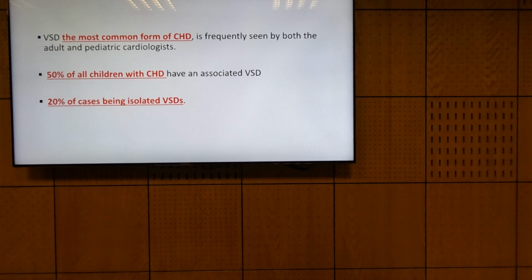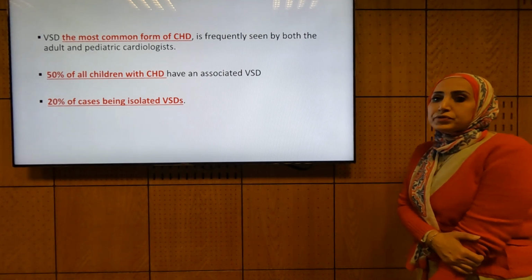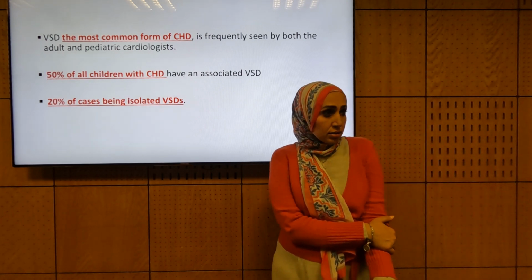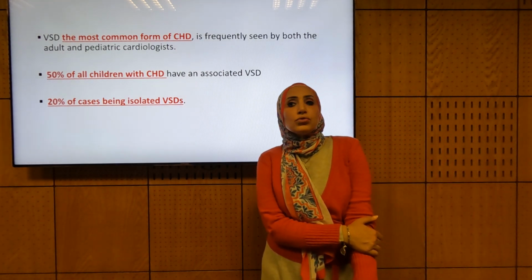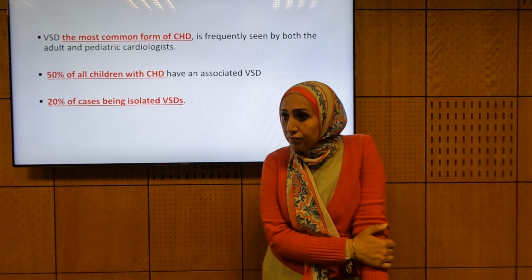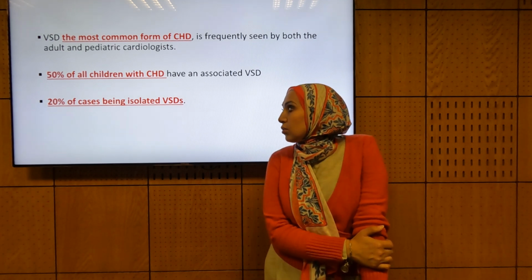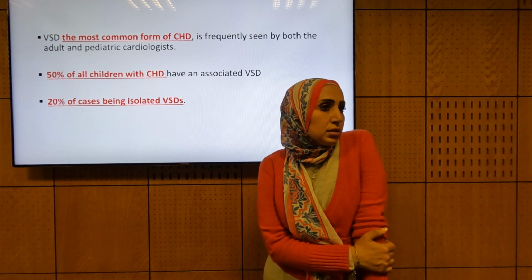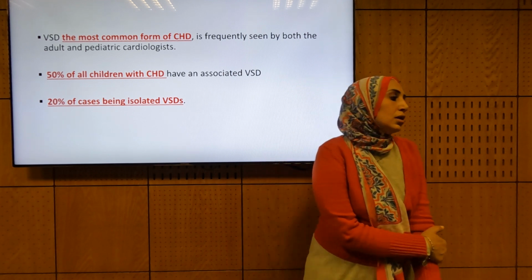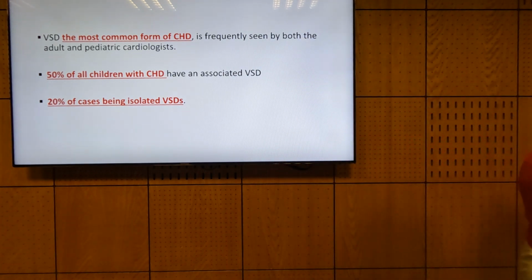So VSD is the most common congenital heart disease. Actually, this is the most common congenital heart disease that the adult or pediatric cardiologist will ever see. 50% of the children with congenital heart disease have a VSD, so VSD might be a component of other congenital heart disease. And 20% of the patients will have an isolated VSD. Bottom line, anyone who works with congenital heart disease will see a VSD.